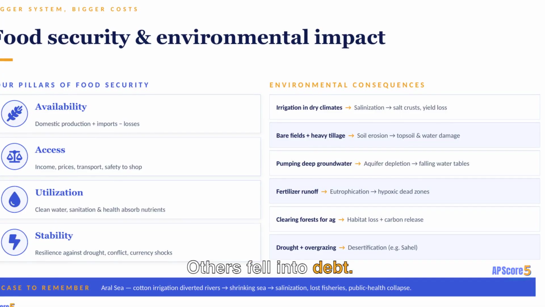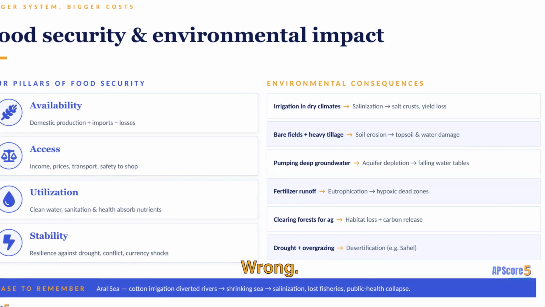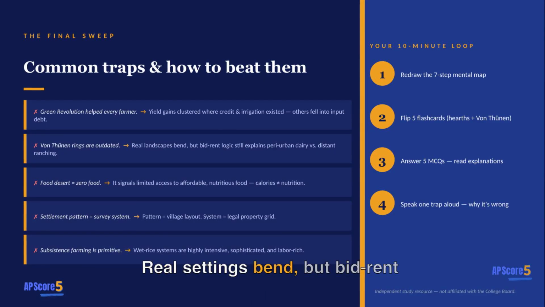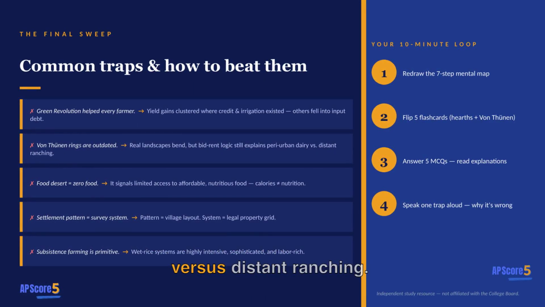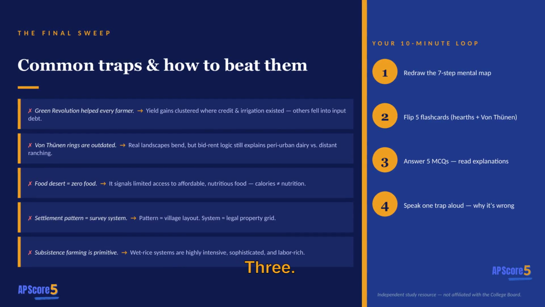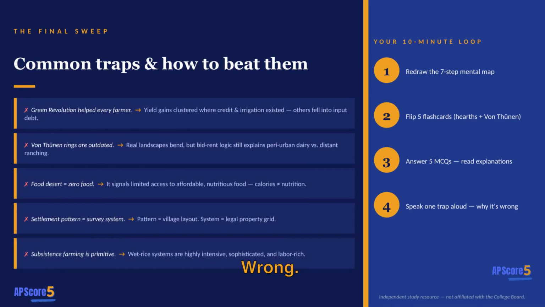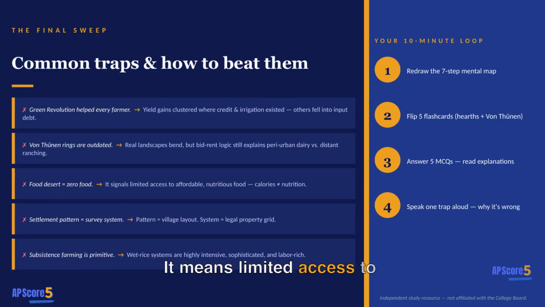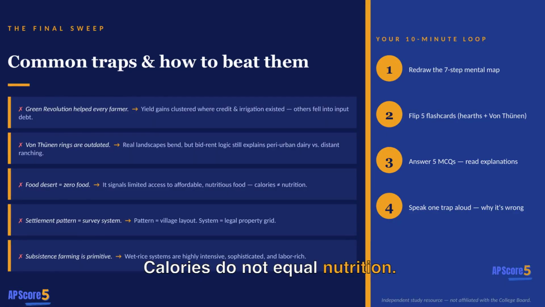Others fell into debt. 2. Saying von Thunen is outdated. Wrong. Real settings bend, but bid-rent logic still explains peri-urban dairy versus distant ranching. 3. Saying food desert means zero food. Wrong. It means limited access to affordable nutritious food. Calories do not equal nutrition.